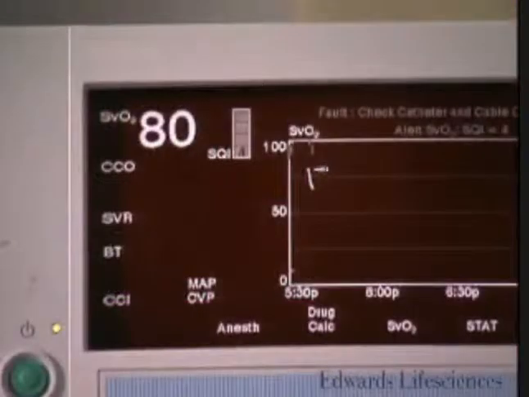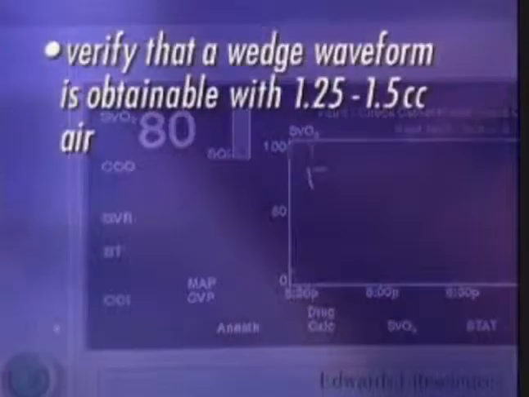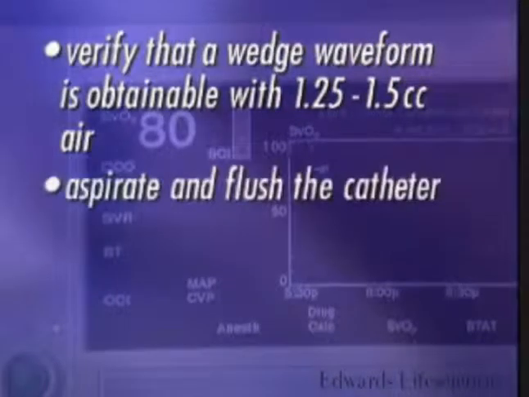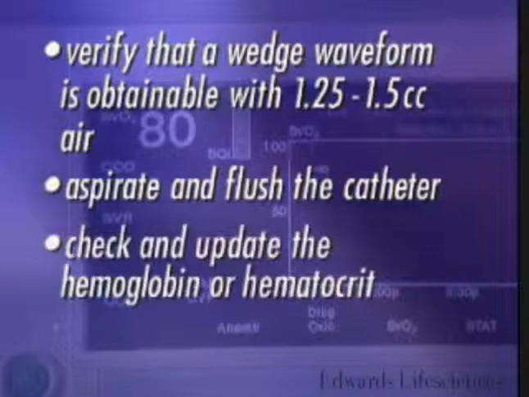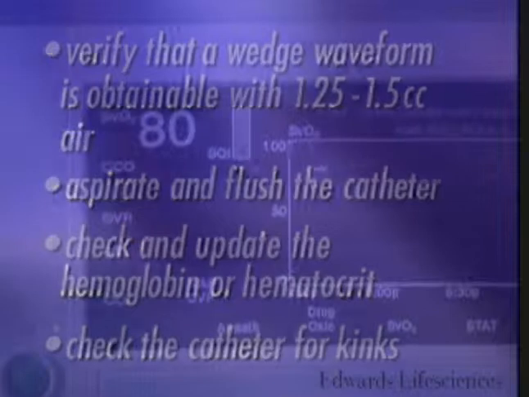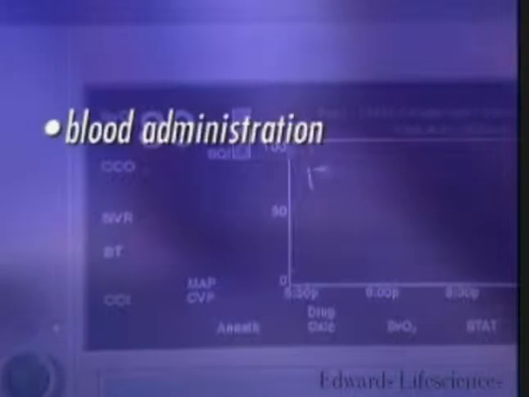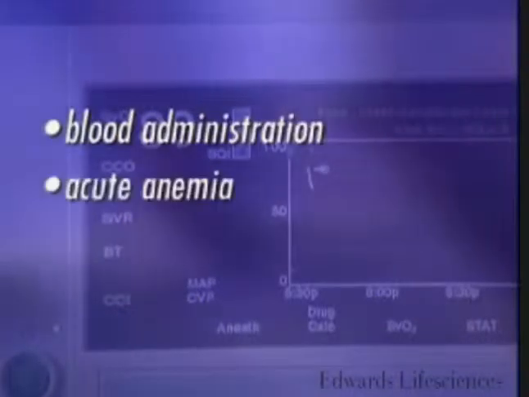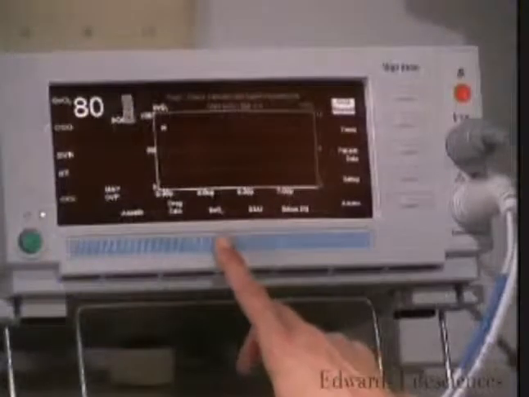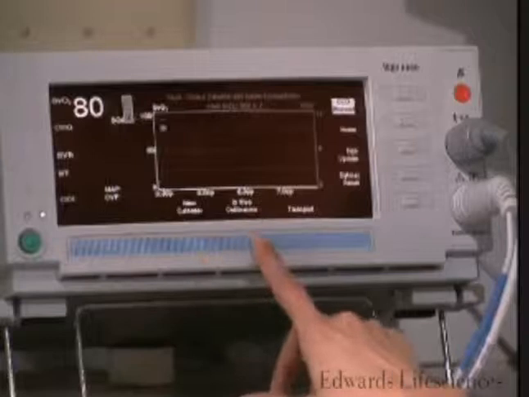If an SQI of 4 is present, verify that a wedge waveform is obtainable with 1.25 to 1.5 cc's of air. Aspirate and flush the catheter. Check and update the hemoglobin or hematocrit. Check the catheter for kinks. Clinical conditions that might also affect the SQI signal include blood administration, acute anemia, administration of lipids or other colored solutions. An SQI should be corrected before an in vivo calibration is performed.